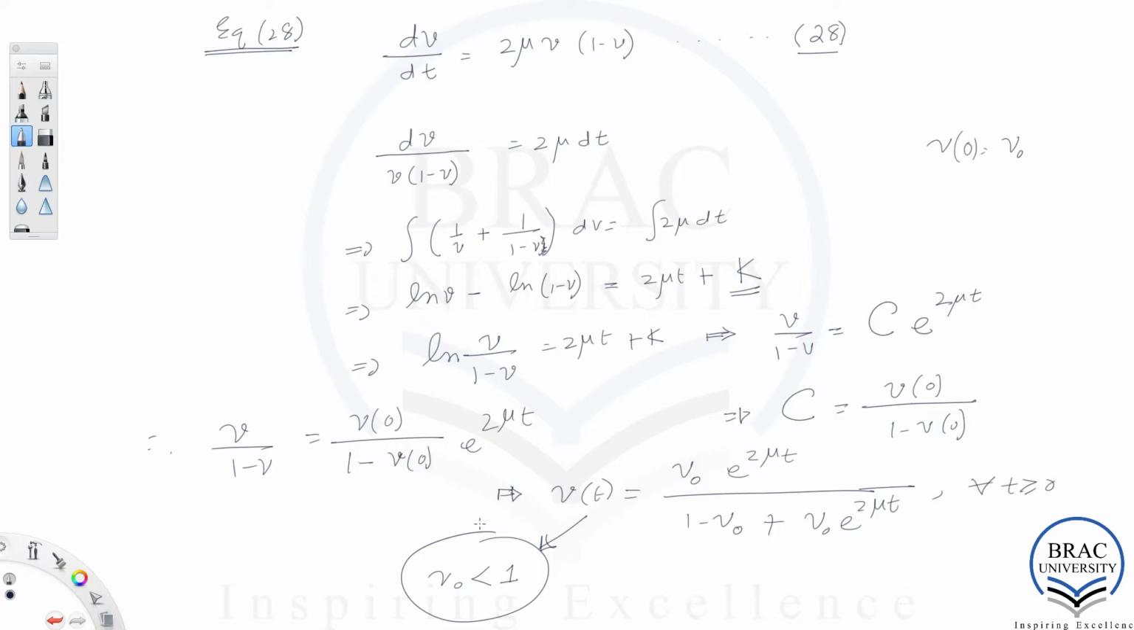Because if t approaches positive infinity, since mu is negative, well, that's fine. Yes, you want v of 0 to be between 0 and 1, right? Okay. So this is our equation number 30.